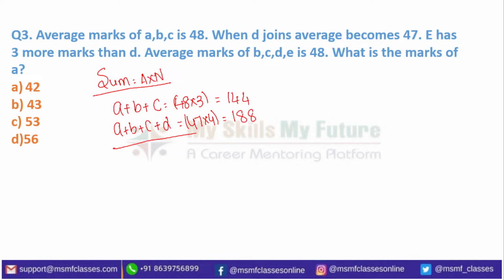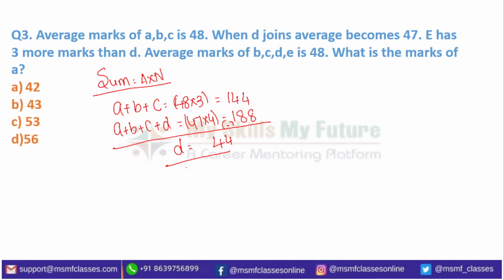From these two equations, we are subtracting the second equation from the first equation, so we can cancel A, B, C. Finally, we are getting D. The D value is 188 minus 144, which is nothing but 44. We know that the value of D is 44.